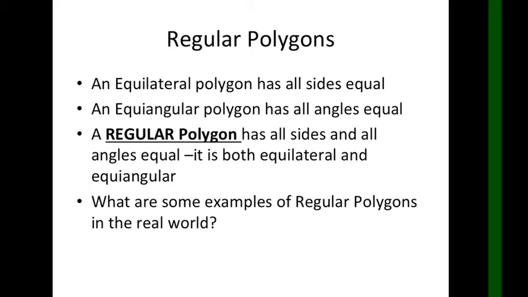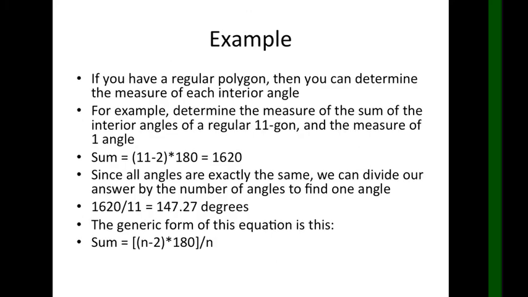What are some examples of regular polygons in the real world? If you have a regular polygon, then you can determine the measure of each interior angle. For example, determine the sum of the interior angles of a regular 11-gon and the measure of one angle. We have the sum equals (11 minus 2) times 180 as our formula. The total is 1,620. That is the sum of the interior angles of a regular 11-gon.